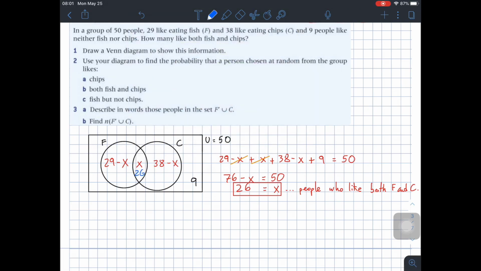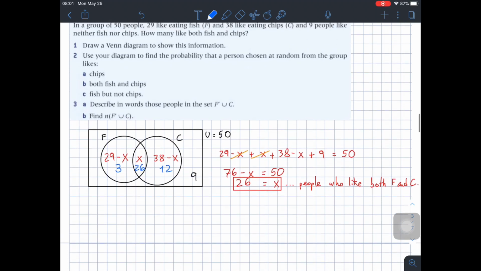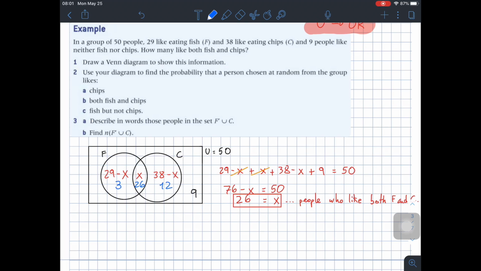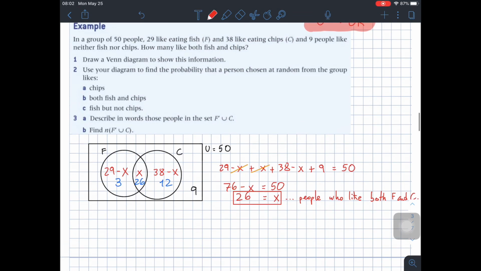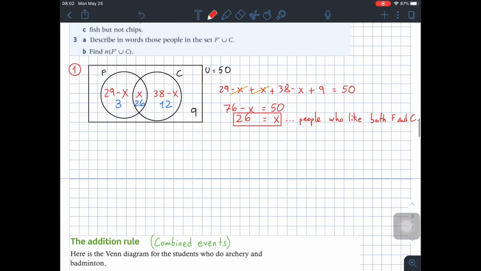Okay, so now that we know that, let me write this with a different color. I know that this is 26. So this number over here should be 29 minus 26, which would be 3. There are only 3 people who like only fish. And there are 38 minus 26, that's 12 people who only like chips, right? Okay, so now that I have all of the elements of the Venn diagram, this problem becomes much easier. So we already did part 1, draw the Venn diagram to show this information. Now let's go to number 2.